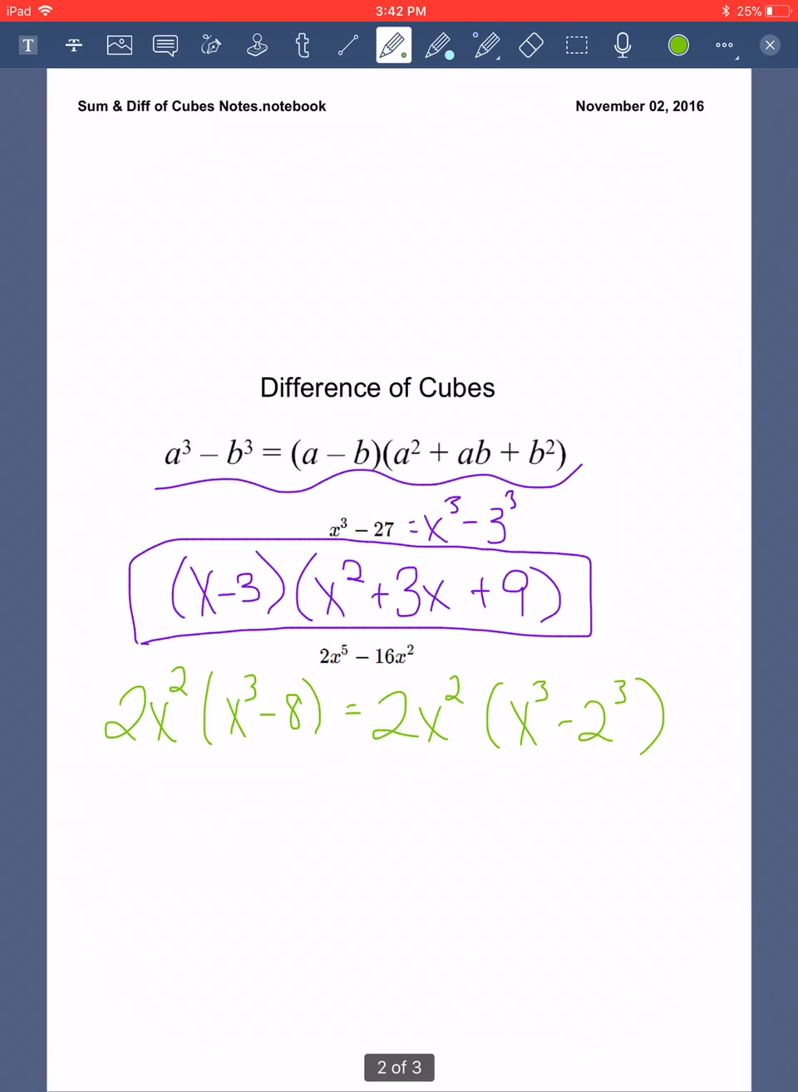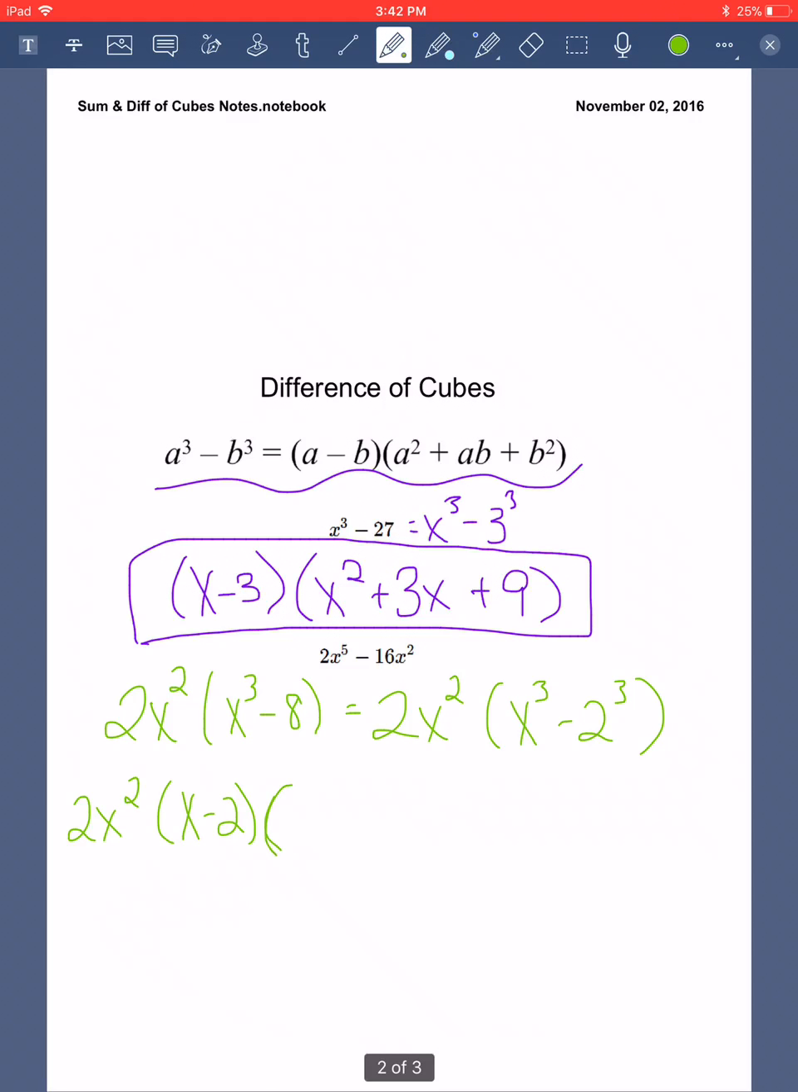So the 2x squared is just one of our factors that's tagging along. It's not going to help us out with SOFAs. So we have 2x squared. I'm going to drop my cubes now, so my second factor is x minus 2. And I'm going to use the x minus 2 to help me out with SOFAs.